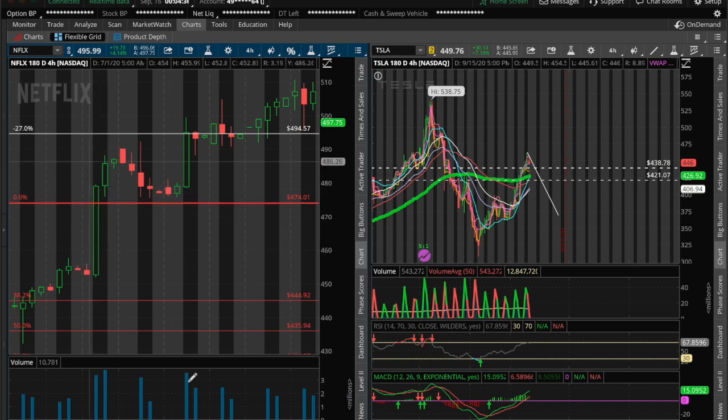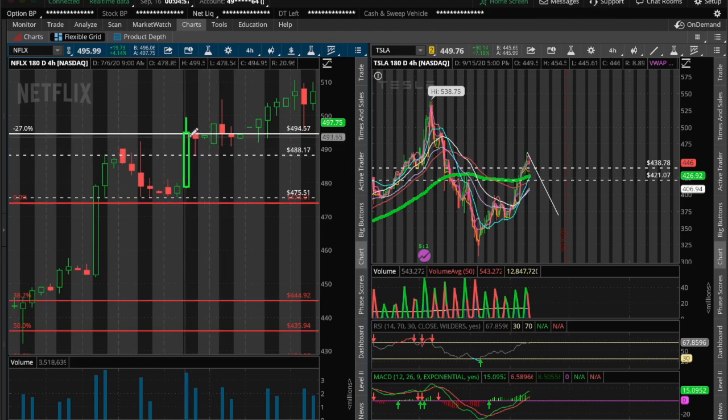So after this, you would have drawn your resistances. So now we know there's one here. We know there's a support down here now, right above that 474. Okay, so now we're stuck in here. So now what we want to wait for is it to break out of this resistance, which it did. So it went to the next level, which was the first target of 494, right? It held that for the next day.